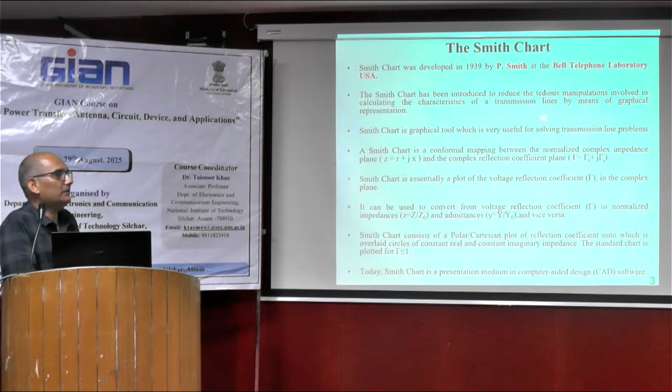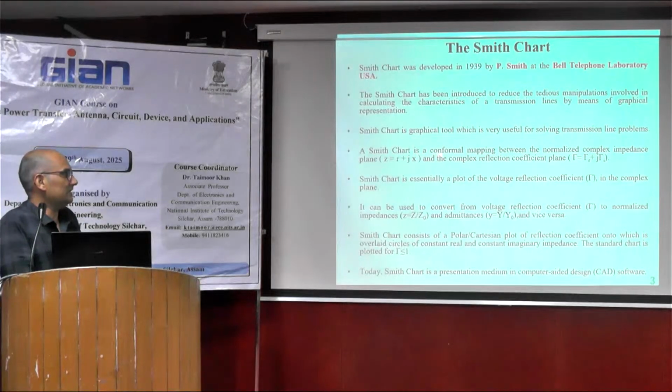A transmission line problem does not mean that it will not be able to solve the antenna. Antenna is a specific case of a transmission line. Don't forget that one. It is coming from the transmission line concept. A Smith chart is a graphical tool which is very useful for solving transmission line problems.